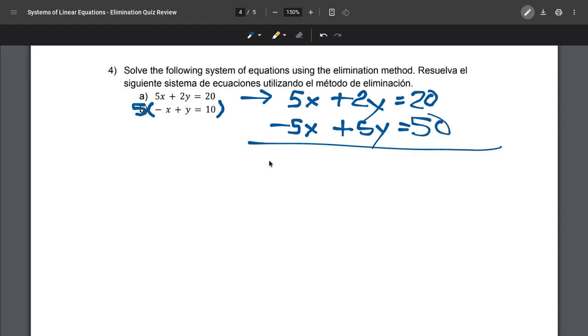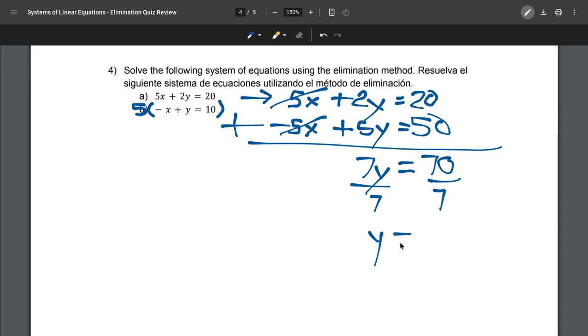We're now going to add these up. 5x plus -5x, that cancels out because that's 0. 2y plus 5y is 7y. And that's going to equal 20 plus 50, which is 70. We're going to divide both sides by 7. And we're going to get y equals 10.